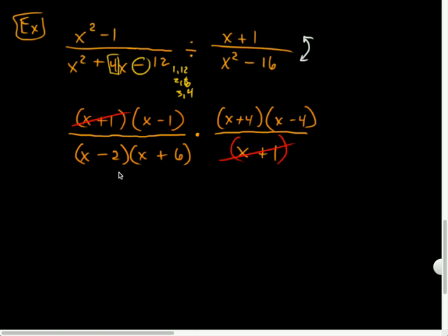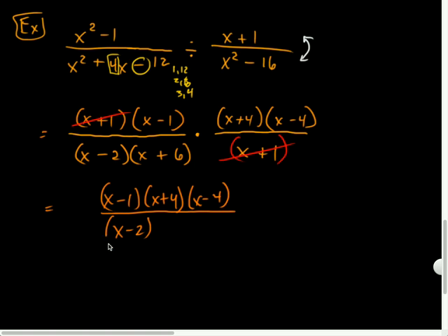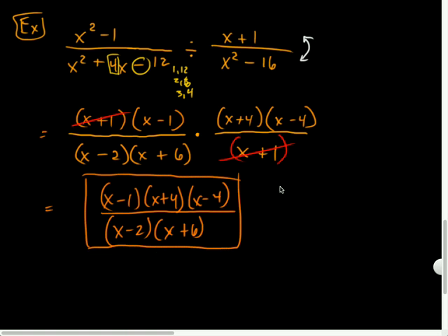And then my answer is just the product of all of these things, right? So it'll be x minus 1 times x plus 4 times x minus 4, all over x minus 2 times x plus 6. If more stuff canceled out, it would have been cooler, but alas, that was it. So that's the idea: division problems can be rewritten as multiplication problems without too much difficulty. You just flip and multiply, guys, seriously. Come on. All right, so we're good there.